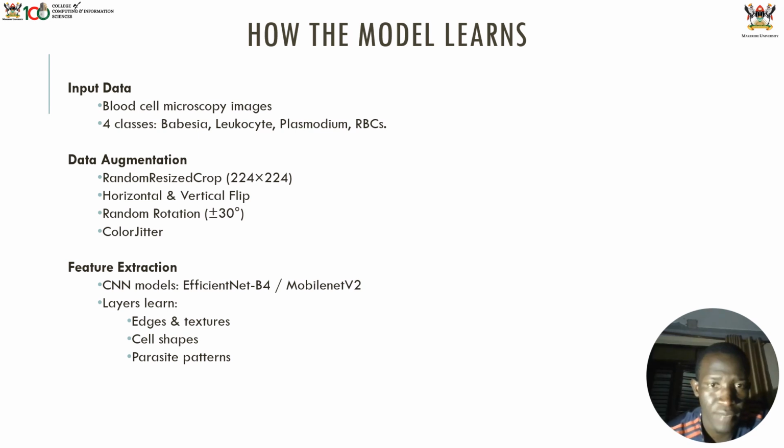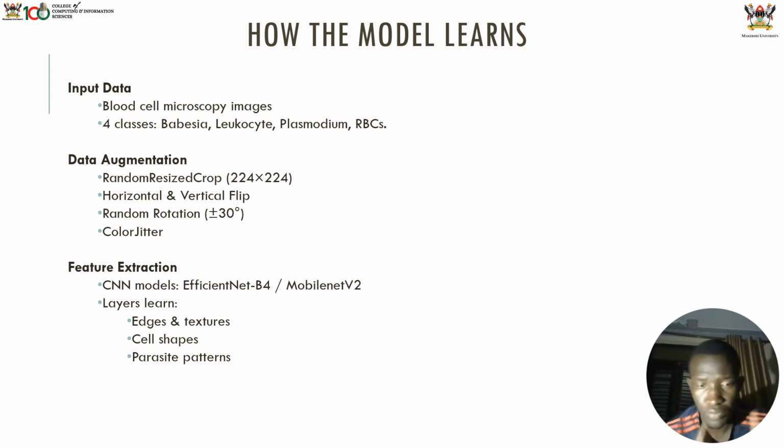Then my next presentation will be on how the model learns. First of all, initially we have our input data. The model uses the microscopy images of blood cells as our input. These images are labeled into four classes: the Babesia, leukocyte, plasmodia, and then also the normal red blood cells. This allows the model to learn how to distinguish between the infected and the healthy ones.